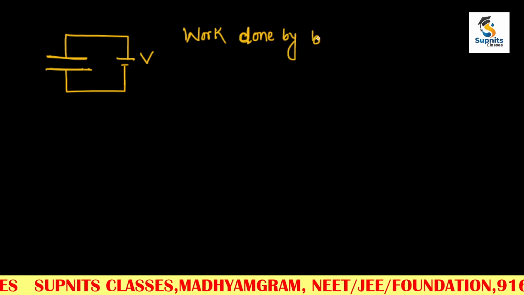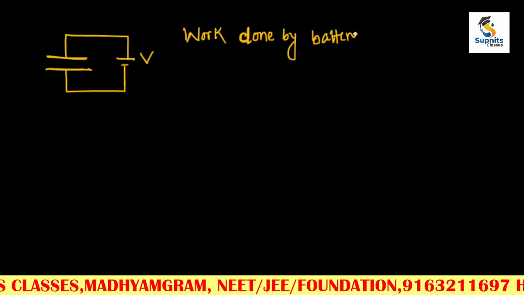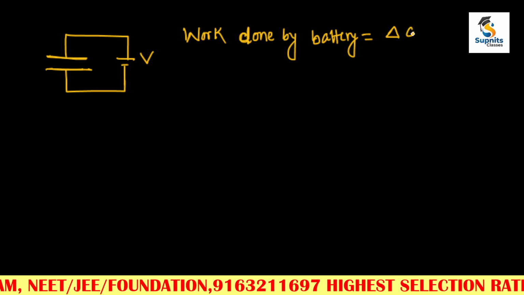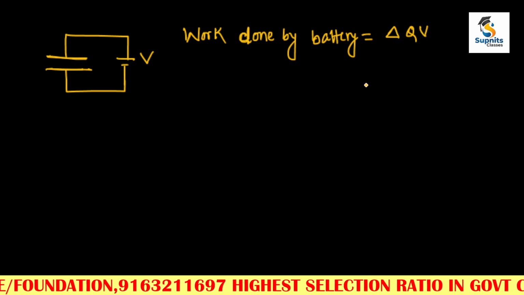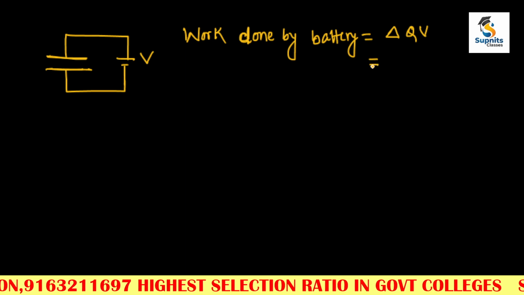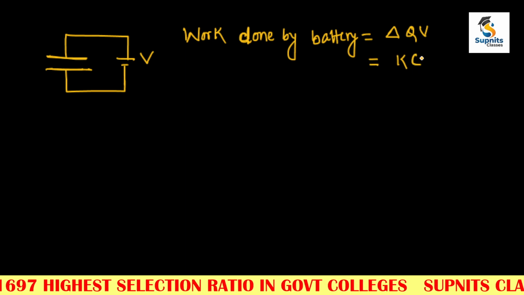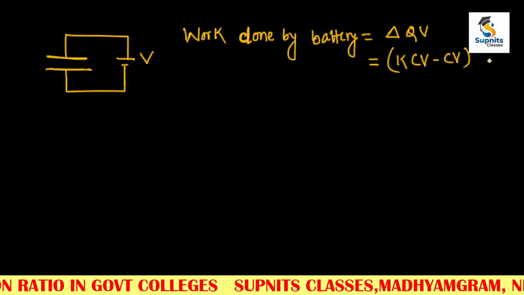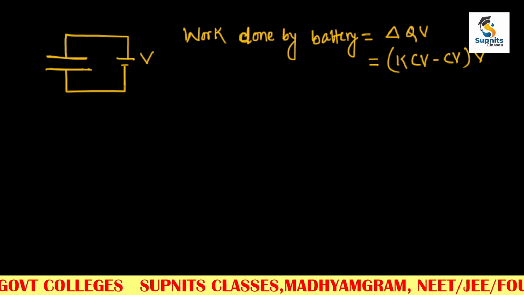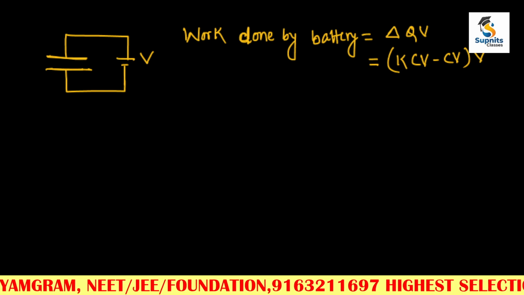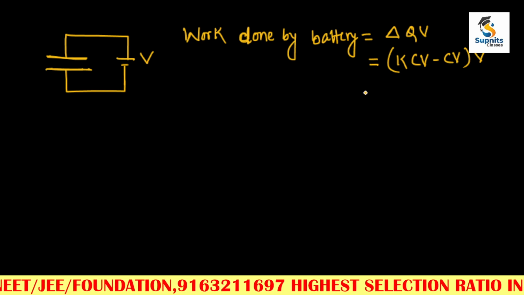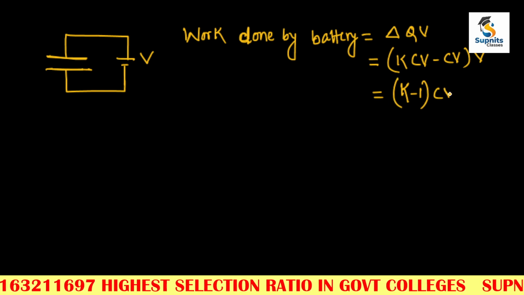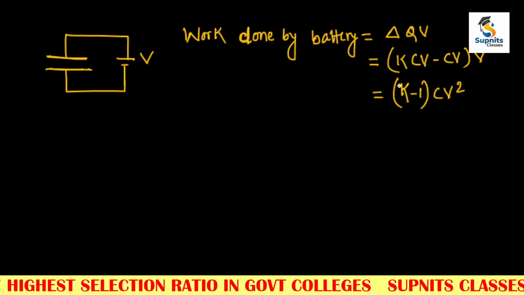What is work done by the battery? Charge supplied into V, we know that. And what is charge supplied? We already did this. This is kCV minus CV, right, into V. So this amounts to K minus 1 CV square.